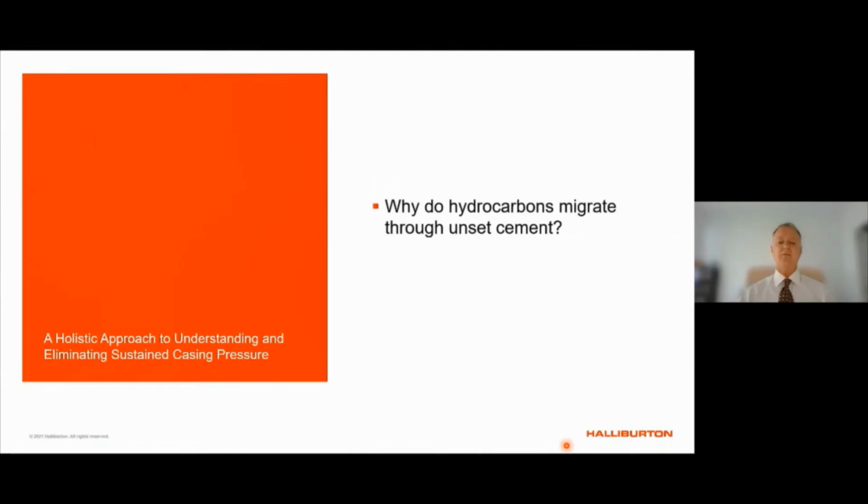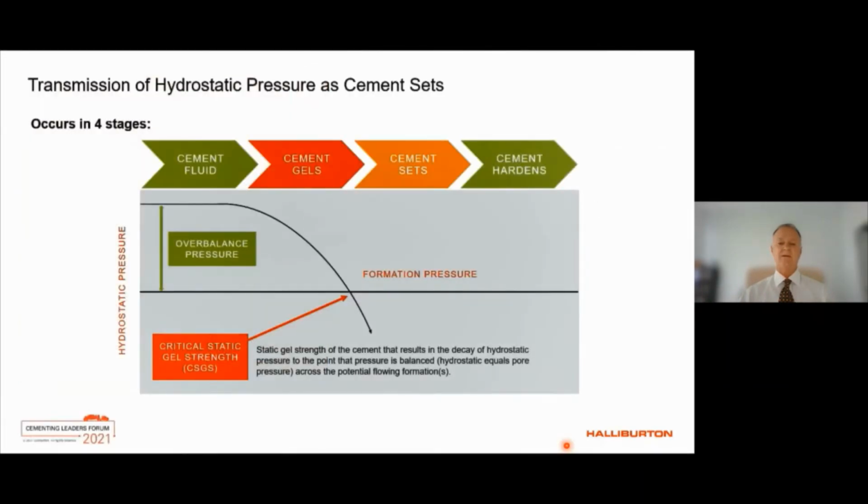Leading into the next section of this morning's presentation, we will now review why hydrocarbons can migrate through unset cement. Migration can occur due to the loss of hydrostatic pressure exerted on the hydrocarbon-bearing reservoirs as the cement sets. Cement setting occurs in 4 distinct stages that are shown along the top here. Fluid, as when we pump it, the cement gels, it then sets, it then continues to develop compressive strength.